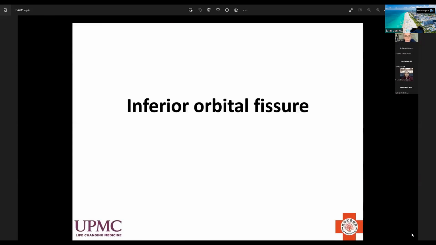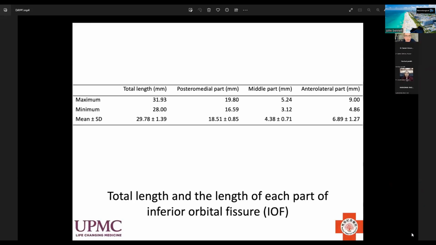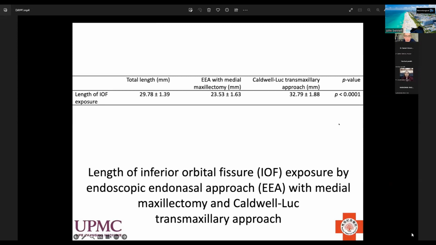So in our results, regarding the inferior orbital fissure, the total length is around 29.78 millimeter, and the length of each part is listed here. And by EEA with medial maxillectomy, we can expose around 23 millimeter, and by Cartwheel lock transmaxillary approach, we can expose around 33 millimeter in total length.